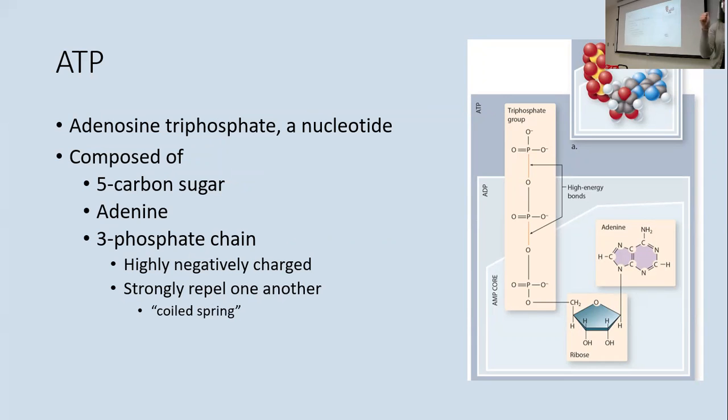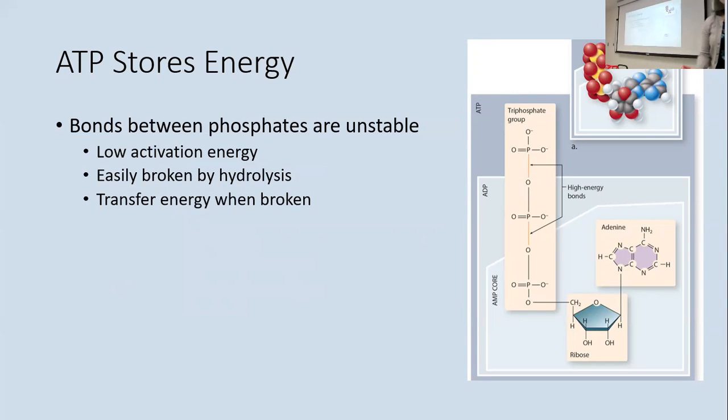And so because each of the phosphates is highly negatively charged, they repel each other, right? It's like holding the wrong sides of magnets together. They're actually pushing hard against each other. It gives this coiled spring characteristic to this phosphate chain. And so these bonds between these phosphates are the active part of this. They're the part that we're more interested in when we're talking about ATP.